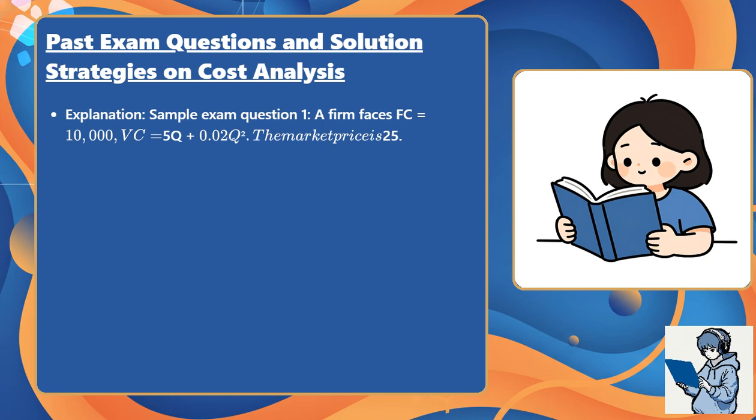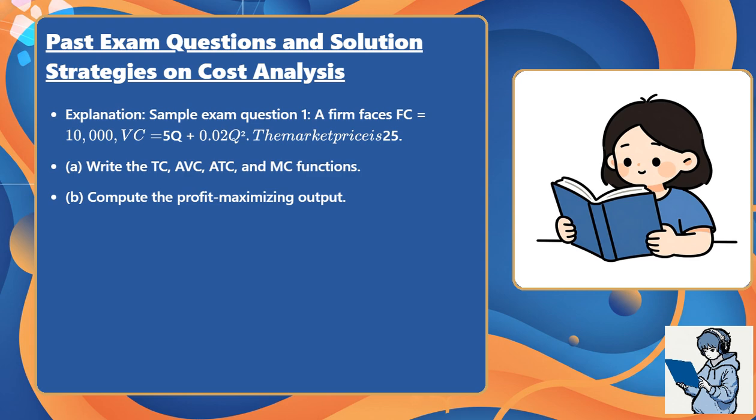Explanation. Sample exam question 1. A firm faces fixed cost equals $10,000, variable cost equals 5 times Q plus 0.02 times Q squared. The market price is $25. A. Write the total cost, average variable cost, average total cost, and marginal cost functions. B. Compute the profit maximizing output. C. Determine the break-even quantity.